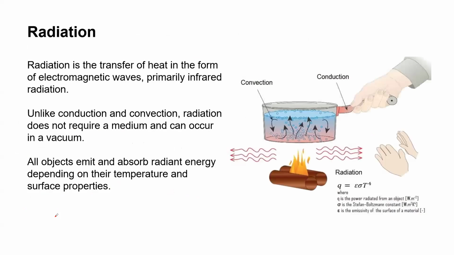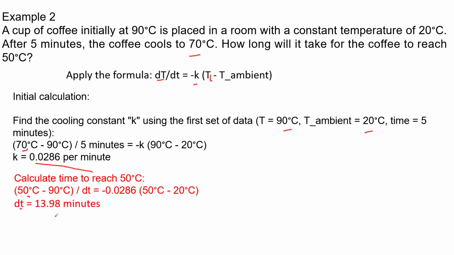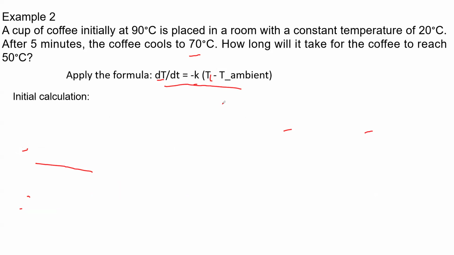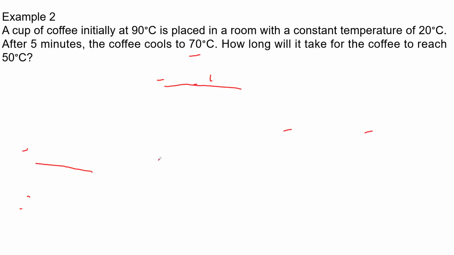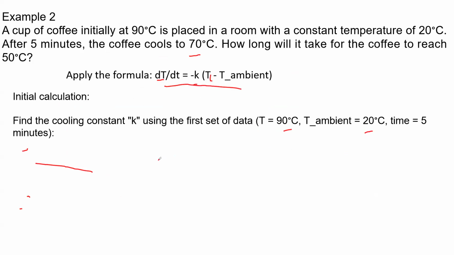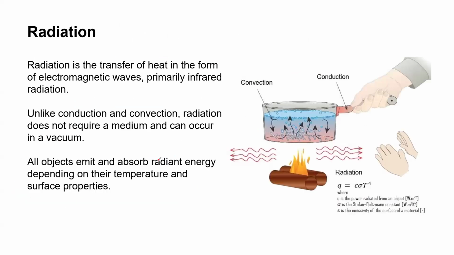Okay, so you see we have the formula for calculating the heat transfer rate by convection. You also see the formula for calculating heat transfer rates by conduction. So now let's look at radiation. So what is radiation? Radiation is the transfer of heat in the form of electromagnetic waves, primarily infrared radiation.